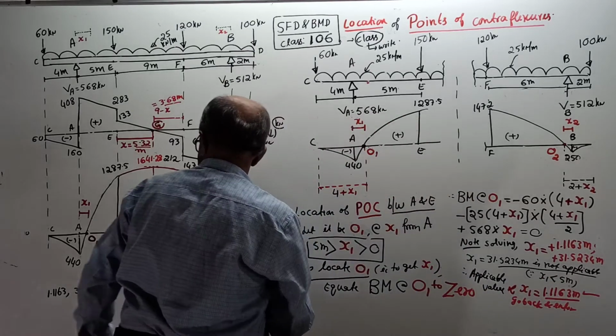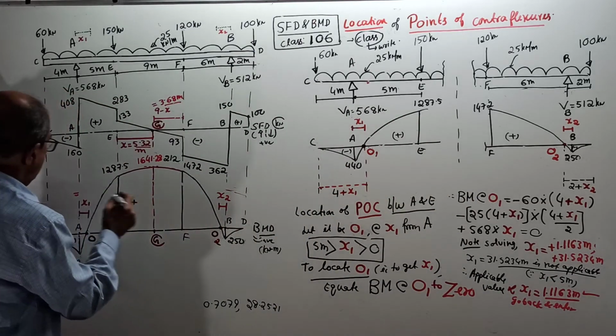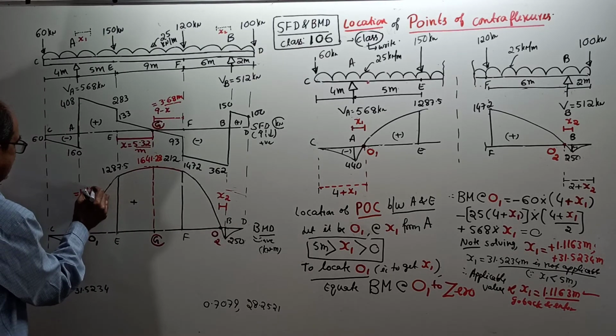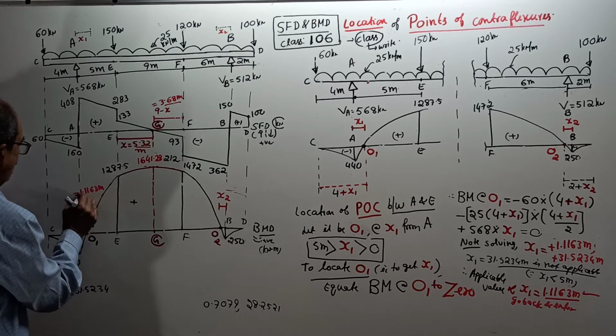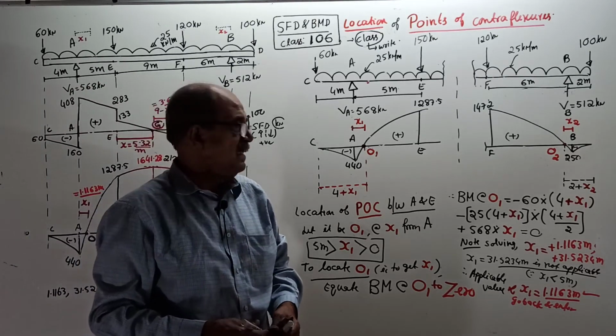Then one note: go back, not go back home, go back and enter. Come back here, in the diagram, right here, neatly. x1 equal to, how much did I get? 1.1163 meter, the calculated value. Enter. Okay. Now, one important concept.